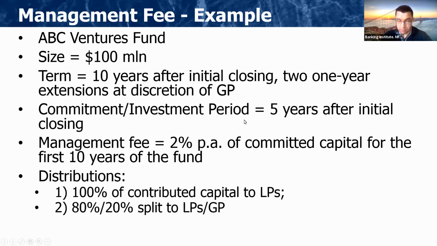The distribution waterfall is the following. First 100% of contributed capital should go to investors, to limited partners. And then an 80% to 20% split is applied. So the carried interest is 20% that goes to the general partner, but only after the investors have got their base cost.